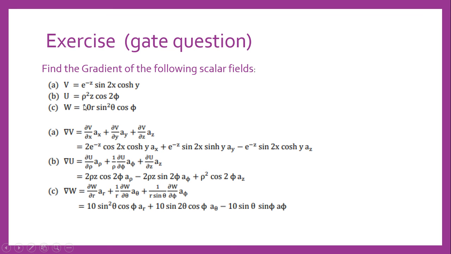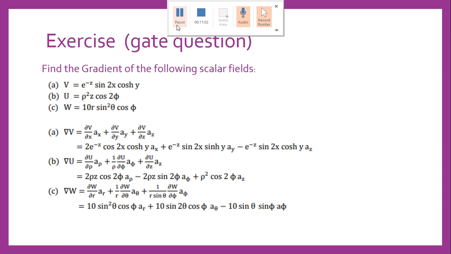Find the gradient of the scalar field u equals e power minus z sin 2x cosh y. So you have to differentiate with respect to x and write the unit vector along this direction. Differentiate this expression with respect to y, then write the unit vector. Differentiate this equation with respect to z. Then you find the unit vector. So what you have to do first, let us differentiate with respect to x.